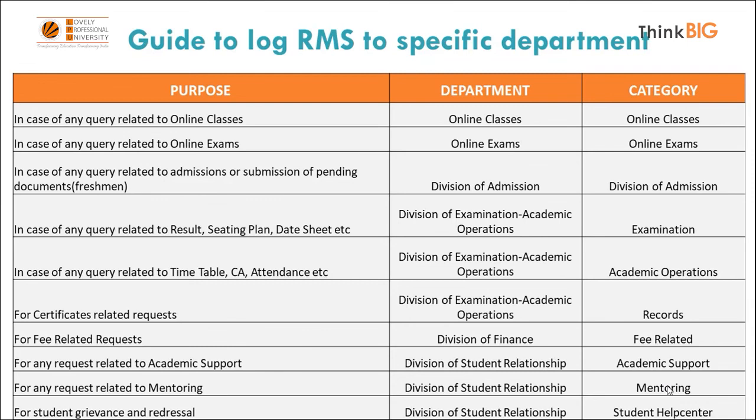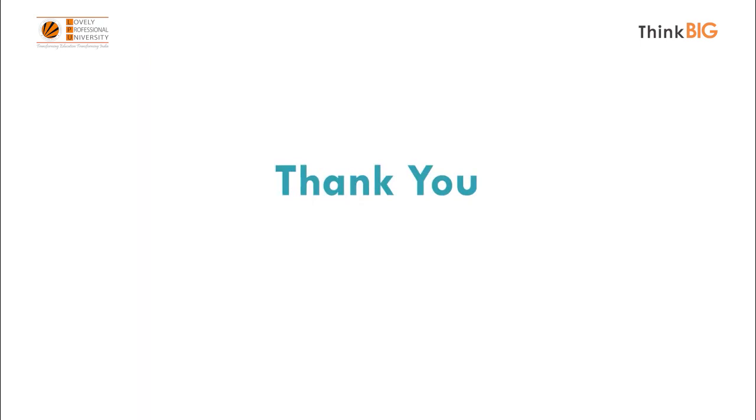If you have any concern related to examination, select Division of Examination, Academic Operations as the department and, further, under that department, select examination as the category. And in case you have any request related to academic support, select Division of Student Relationship as the department, and the category under that department is academic support. Similarly, for any sort of student grievance and redressal, students can select the department Division of Student Relationship. Under that department, the category is Student Help Center. So this was all about the relationship management system.